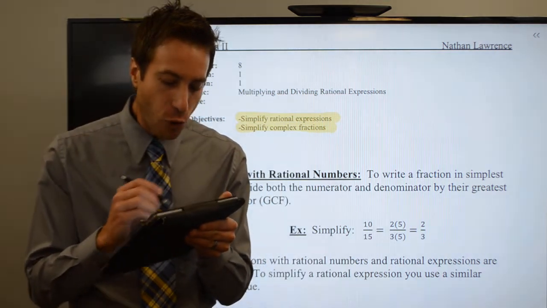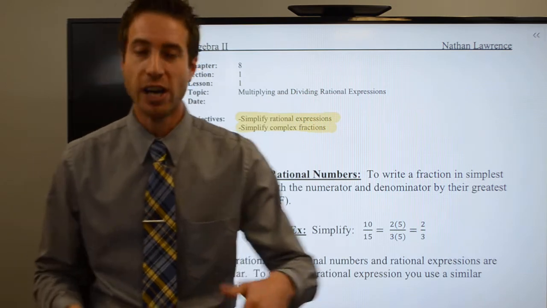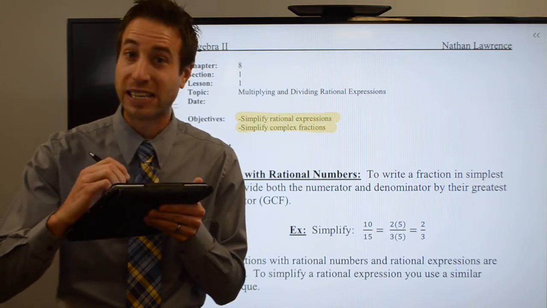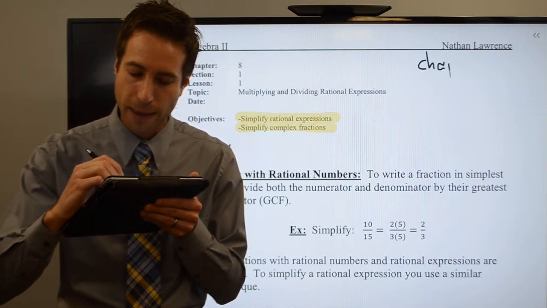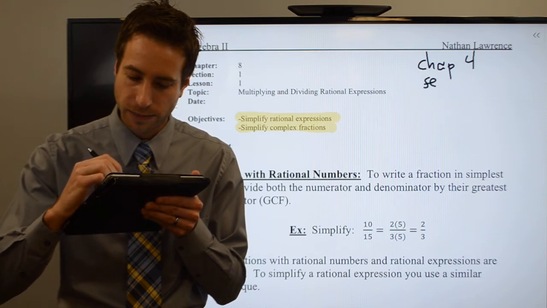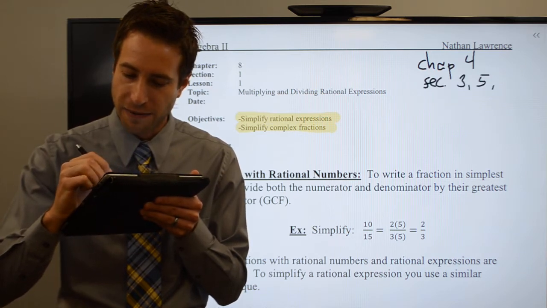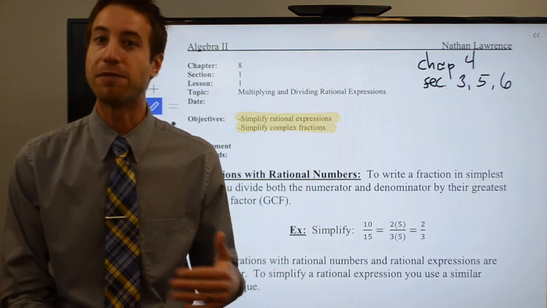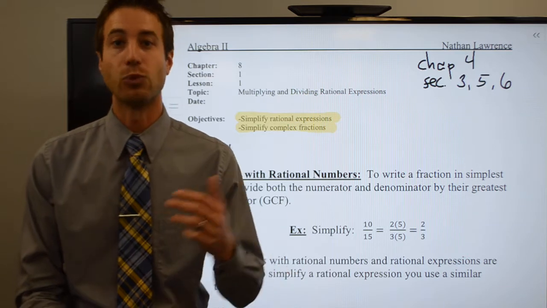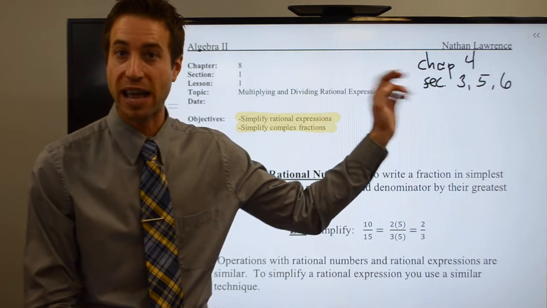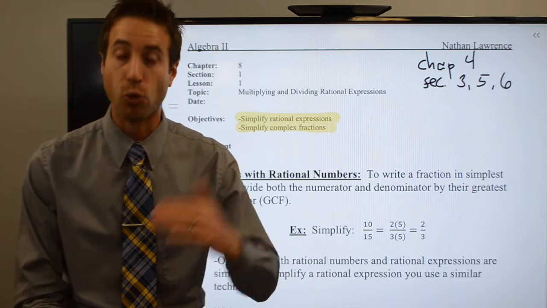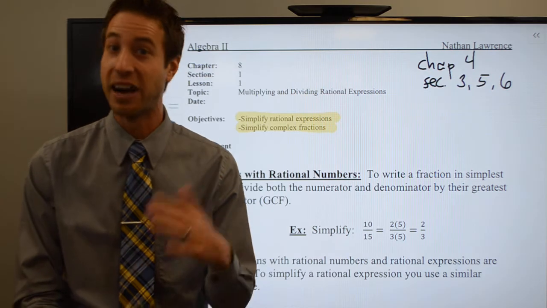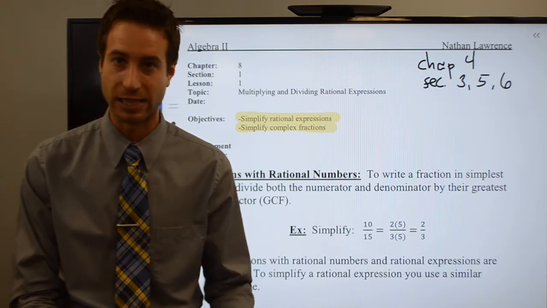So, if your factoring is a little rusty, or you just need to brush up on it because you haven't done it in a while, let me direct you to some places you can go to do so. In Chapter 4, Sections 3, 5, and 6, we took a look at factoring quadratics. You'll want to be familiar with all of the methods that we looked at in that chapter and those sections. All of them will show up here in this chapter, including completing the square and quadratic formula. All right? It's all going to show up.